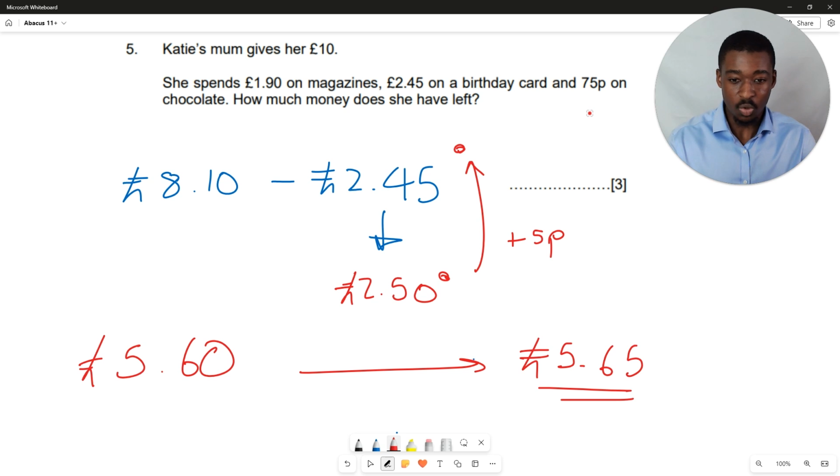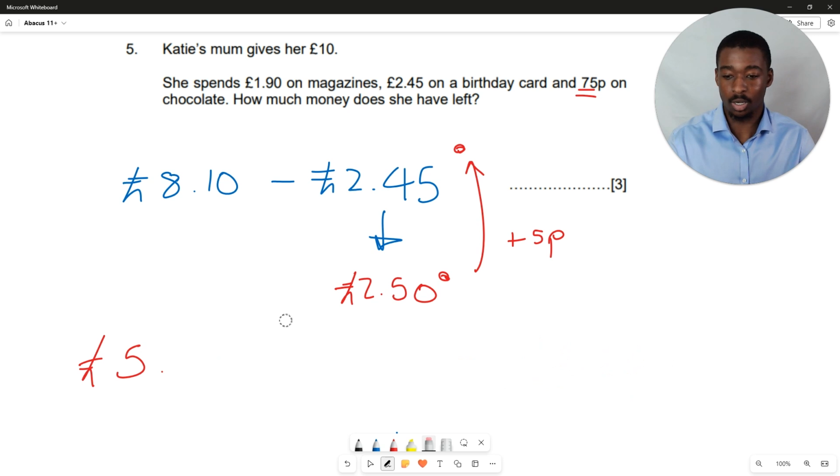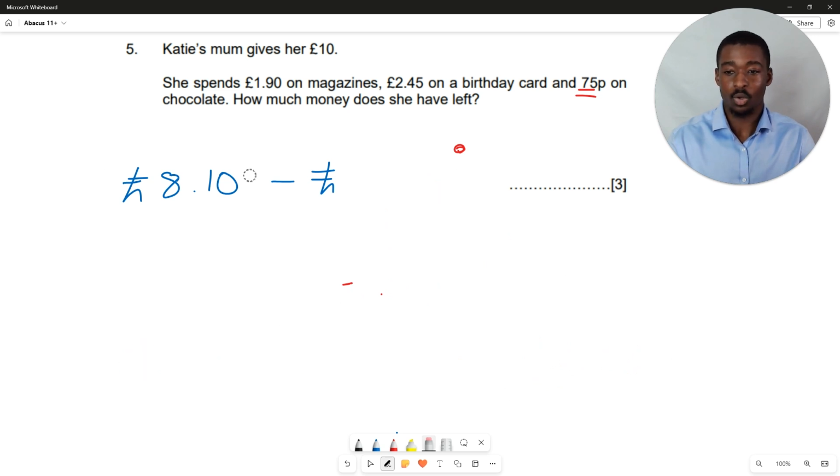So £5.65 is our next value. And then, finally, we take off the 75 pence. So again, one last time, let's clear up our space. We have £5.65.